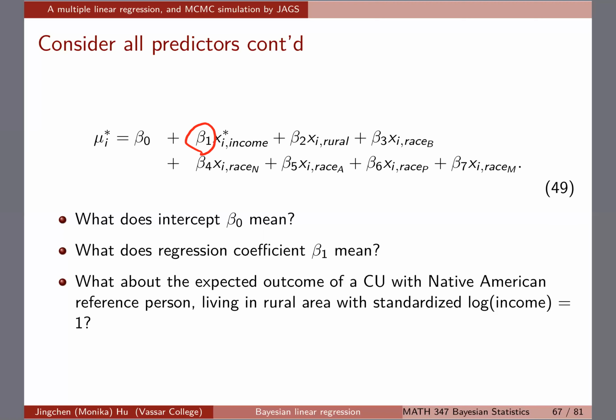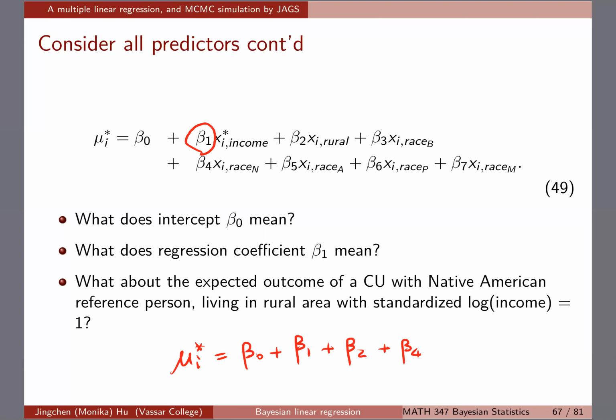The expected outcome, which is the mu i, what do you think mu i should be for a CU with a Native American reference person living in a rural area with standardized log income 1? I can write, whoever wants to volunteer. What will be the mu i star for this particular CU? Josh? Beta 0 plus beta 1 plus rural area, so beta 2 as well, and beta 4. Agreed? Okay, so let's see.